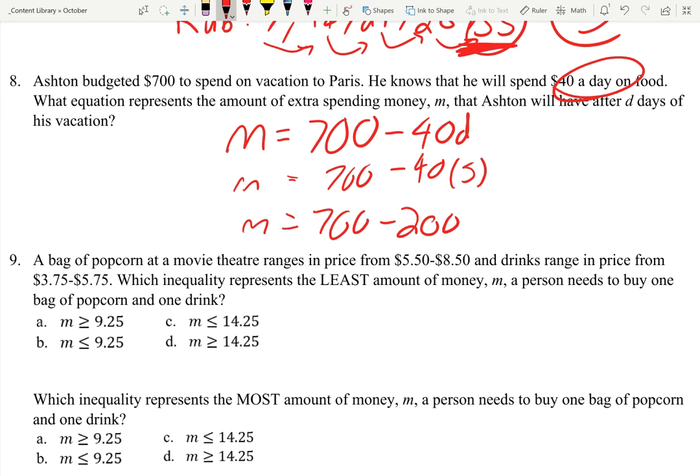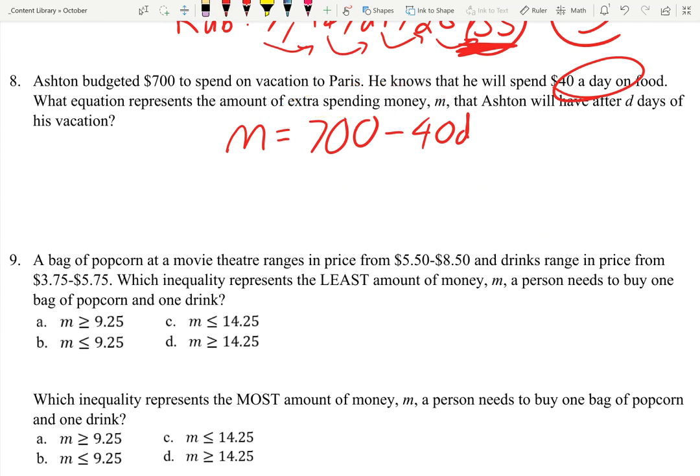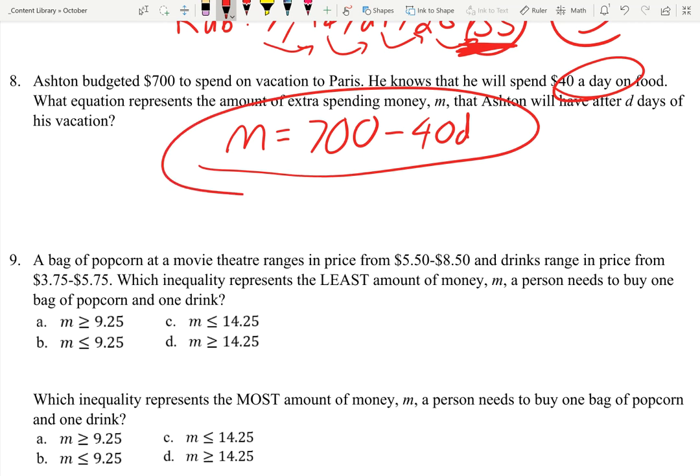So if his vacation was 5 days long, then he would have to spend $200 on food. But 700 minus 200 means that he would have 500 left over as extra spending money. Okay? That's kind of how that equation would work out. But I think the question only asks for the equation, so just this here.